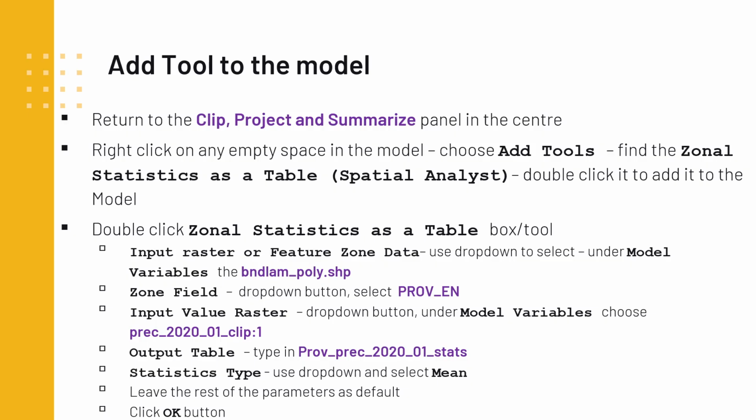Next, we're going to enter the information for our output table. So we're going to create a new table. It's going to be called prov_PREC_2020_01_stats. For the statistics type, again, you're going to use the drop down and select the mean. We're going to leave the rest of the parameters as default, and you're going to click on the OK button.